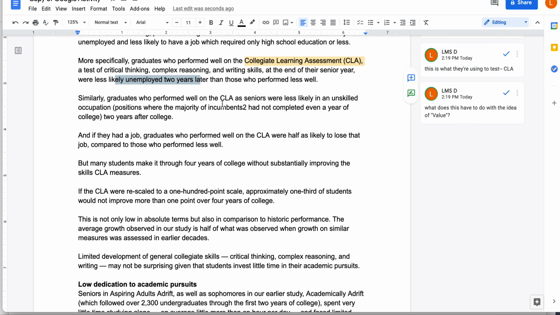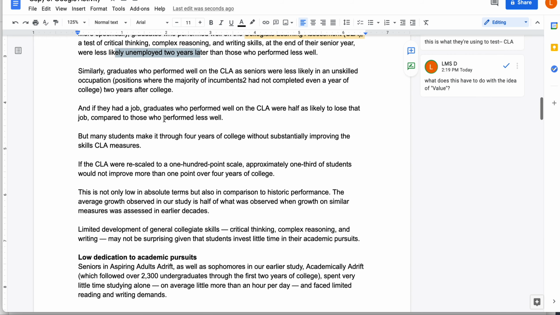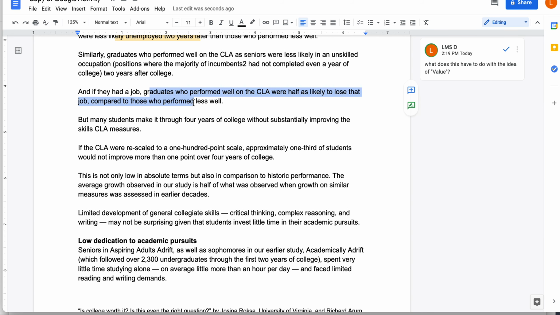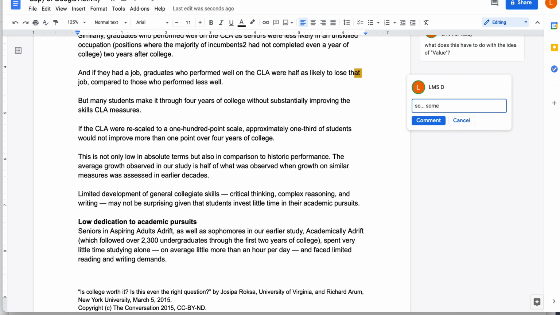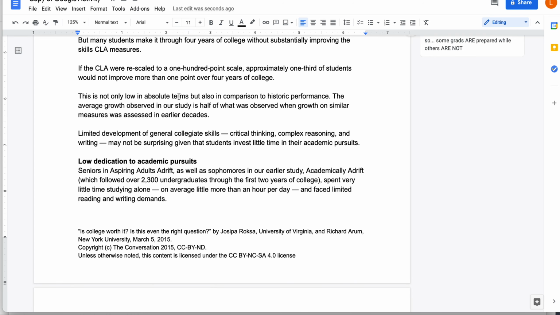Similarly, graduates who performed well were less likely in unskilled occupations. And if they've gotten jobs, graduates who performed well were less likely to lose their jobs. Okay, so again, this isn't supporting the idea that college isn't preparing people. Because what this is saying is, some people are prepared and some people aren't. Which must mean it's not just college, but it's something to do with the students, is what I would think.